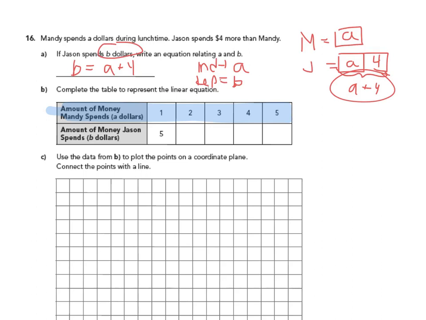Well, if Mandy only spent $1, then 1 plus 4 is 5. But if Mandy spent $2, then the amount that Jason spends is 6, because he always spends 4 more. If Mandy spends $3, then Jason spends 7, Mandy spends 4, he spends 8, Mandy spends 5, he spends 9. It's always $4 more. But what ends up happening here is I've got these pairs of numbers that go together. I've got the independent variable and the dependent variable that I can use on a coordinate plane.